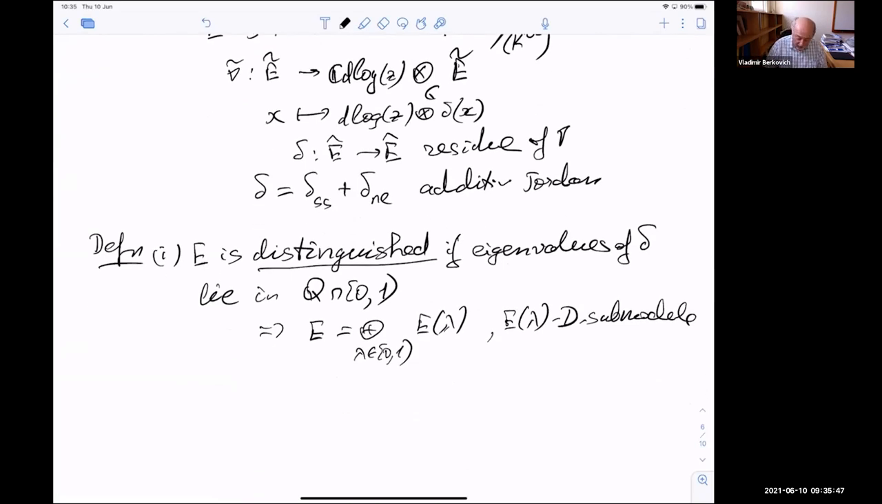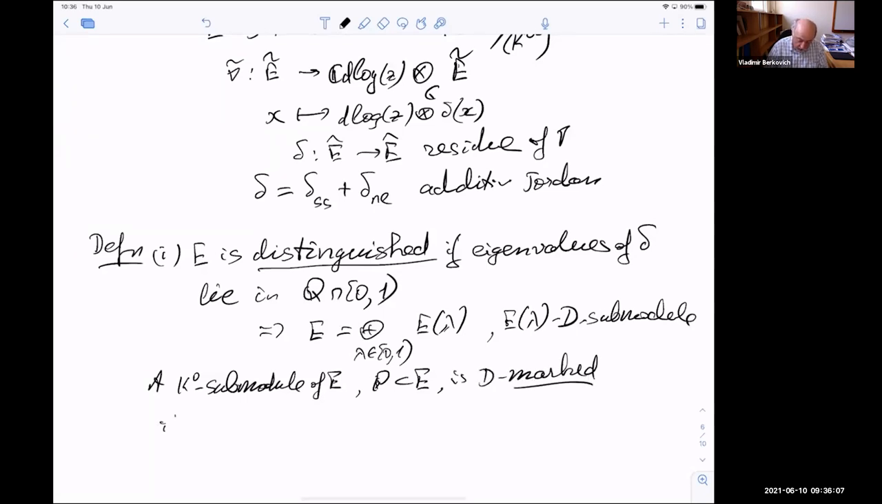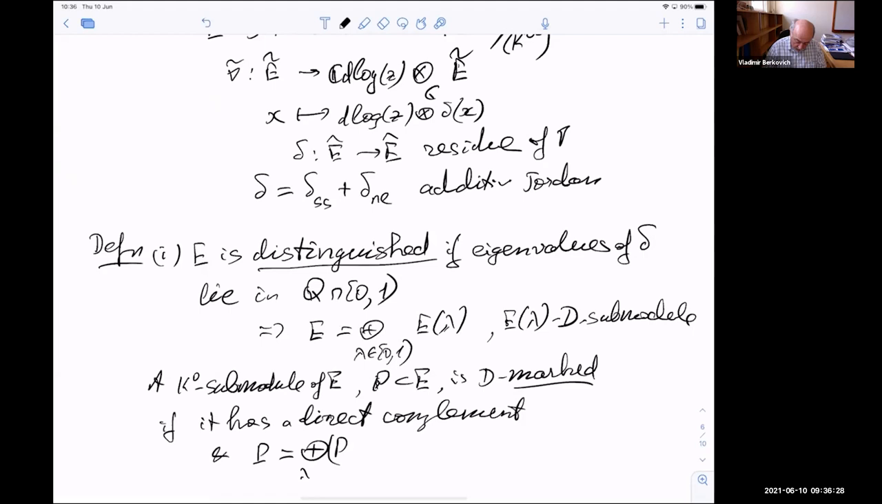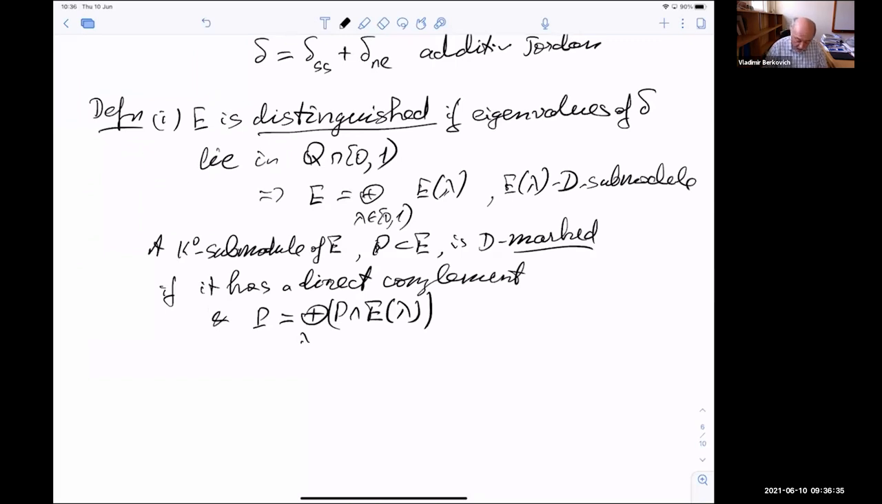Okay. And I'll use the following definition. A K naught submodule P in E is called D-marked if it has a direct complement and P equals the direct sum of the intersections. Okay. Now, what is a distinguished?